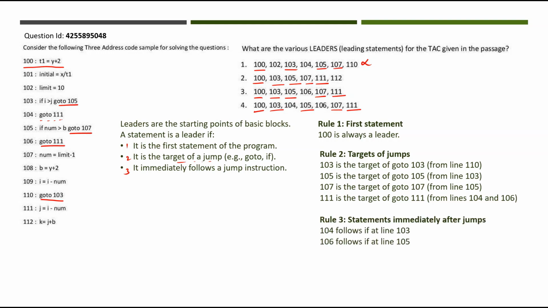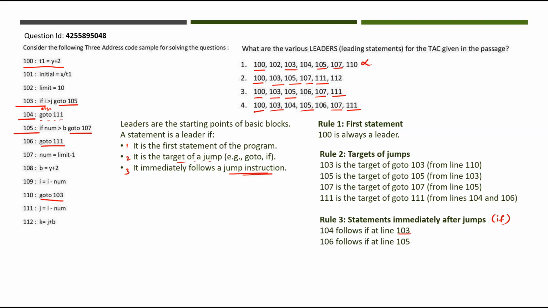Now the third rule. Statements immediately after jumps. There are 2 if conditions, one in 103 and one in 105. So they are saying jump instruction. We can consider if here. The first if is present in 103. The statement that immediately follows a jump instruction is a leader. It means it is actually the else part of this particular if block. So 104 is a leader here.